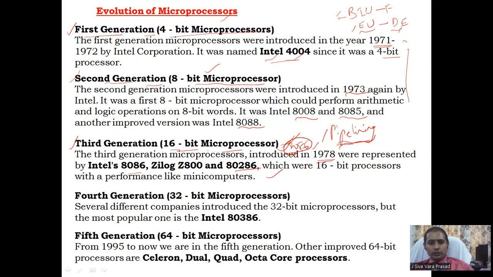Then the next generation is the fourth generation. It's a 32-bit microprocessor. So Intel 80386 comes under this family. And then later the fifth generation is a 64-bit microprocessor. So our dual core, octa core, quad core all come under 64-bit microprocessors. They are under the fifth generation. Like that, we have a total of 5 generations.